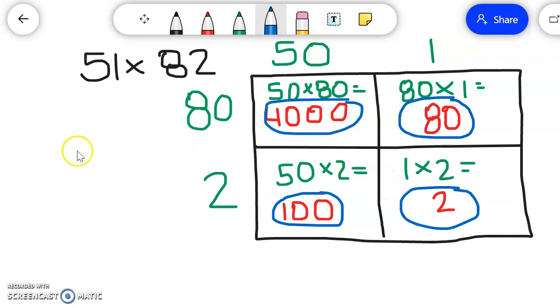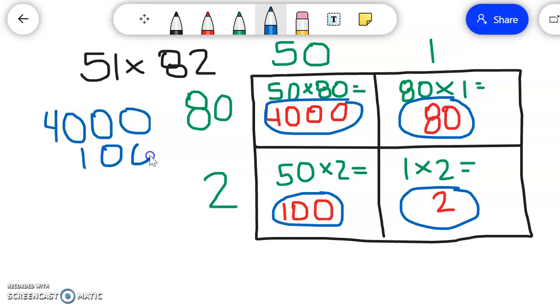Now I'm going to come over to the right-hand side, and you guessed it, I'm going to add all of my partial products together to get my final product. Now I like to list mine out in place value. So my biggest number is 4,000, so that's going to go first. Do I have any more 4-digit numbers? No, I don't. So now I'm going to go to my 3-digit numbers, and I have 100. And then my 2-digit numbers, I have 80. And then for my 1-digit number, I have 2.